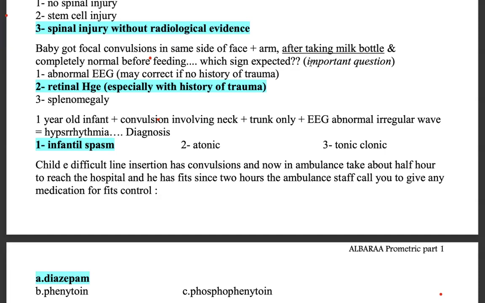So here there is a point why he has given this after taking milk bottle. Frenulum injury will definitely not cause the convulsion. Maybe along with that, there is some shaken baby or something which has caused retinal hemorrhage and some bleeding in the brain, which would have caused the focal convulsion. This is the explanation. If there is history of trauma, retinal hemorrhage; if there is no history of trauma, then you can consider abnormal EEG. This is what he has done.